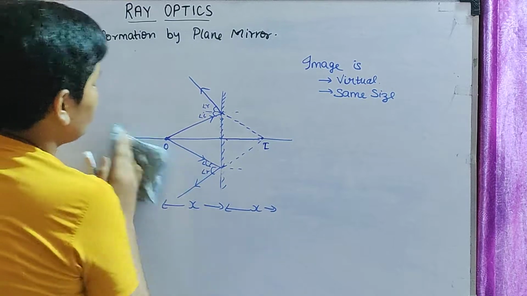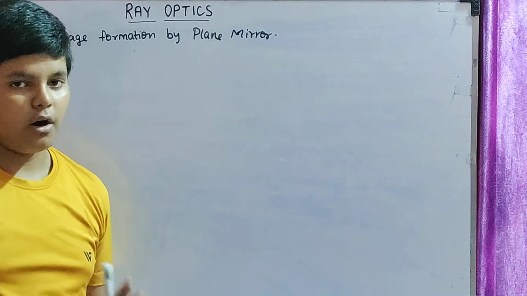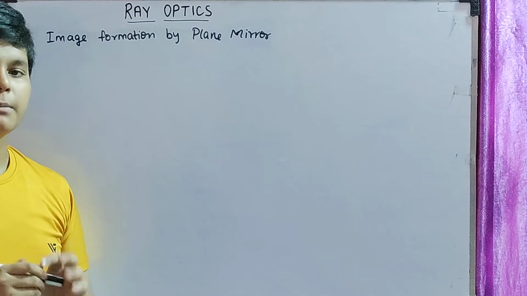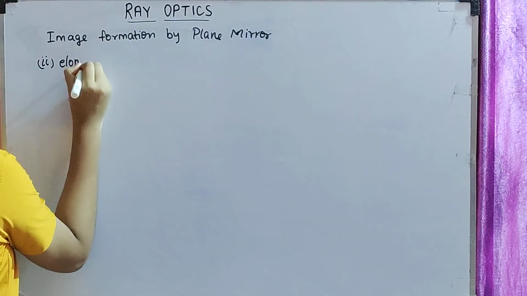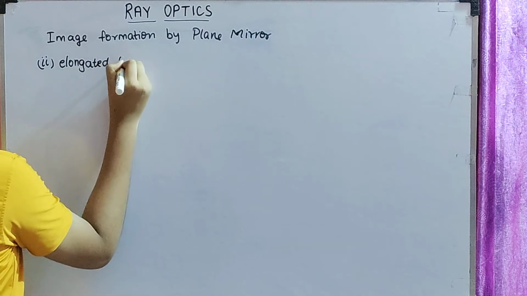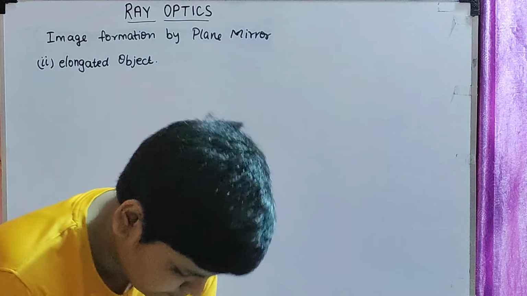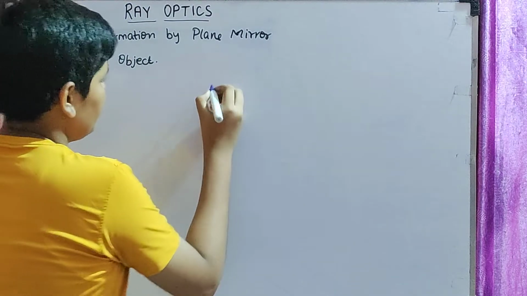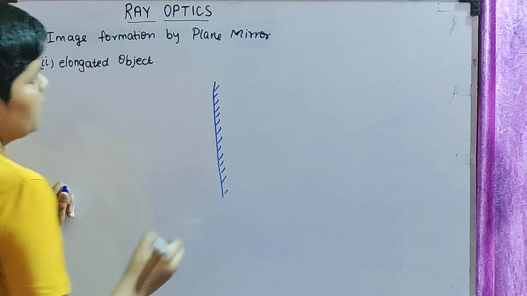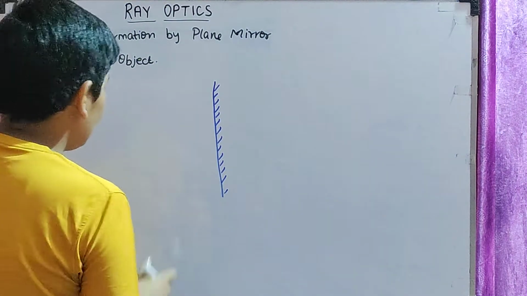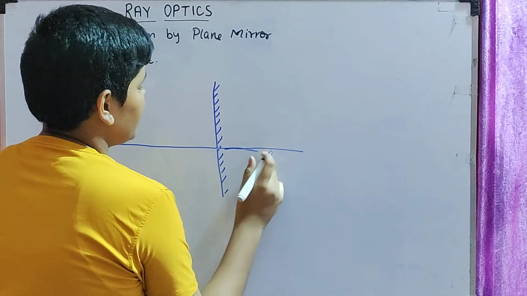Now, the second part after the pointed object is the elongated object. What is an elongated object? Over here we are taking a plane mirror, similarly here a plane mirror. In this plane mirror we have the same axis, the principal axis over here. We will be discussing what the principal axis is in spherical mirrors.